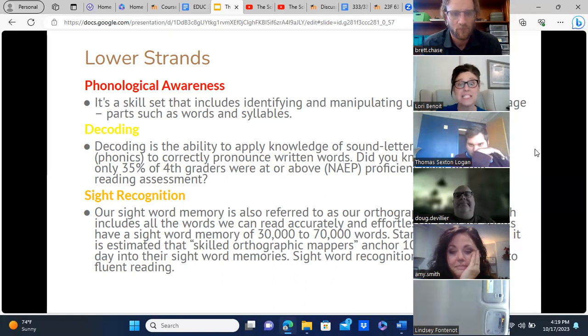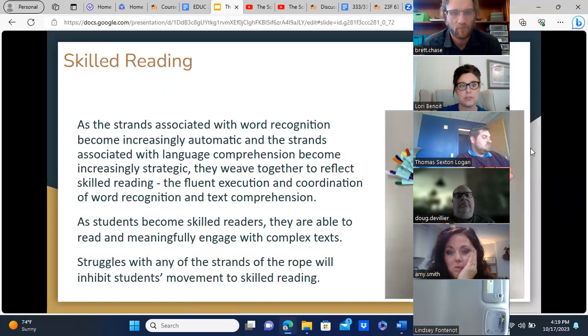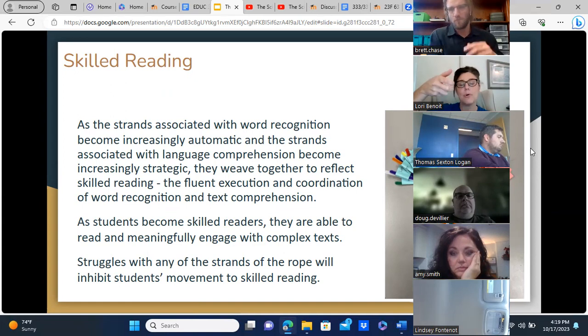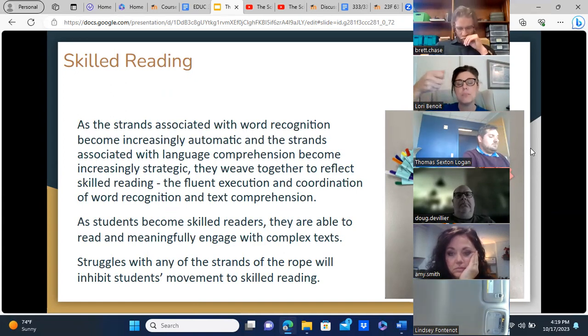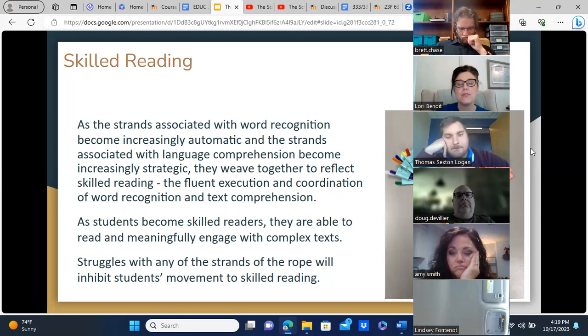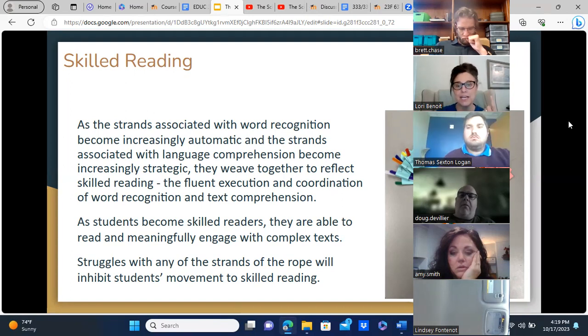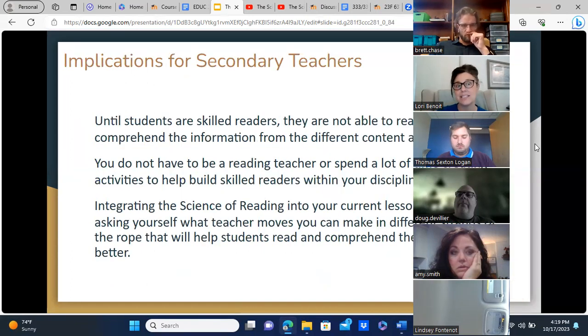So when we think about that, that's a lot of content that we're shoving at them. And we want to make sure we give them the proper support. So essentially, a skilled reader is one who is able to strategically move the strands of that rope and make sure that they're closely intertwined, metaphorically speaking. The more fluent they become in each strand, and the more they are able to manipulate those strands as needed, the more skilled they are to recognize words and to comprehend challenging text. And of course, that's our goal.